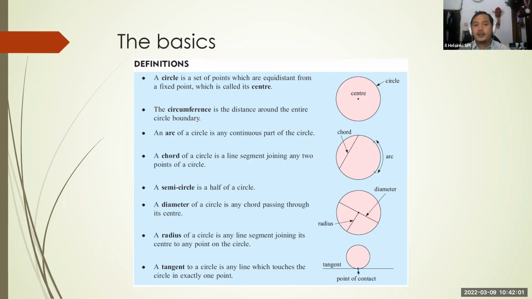The definition of a circle. Okay, so when we talk about a circle, you will see something like that. But how can you describe that in a sentence? Okay, so in here, I have a definition of a circle itself. A circle is a set of points which are equidistant from a fixed point, which is called its center.